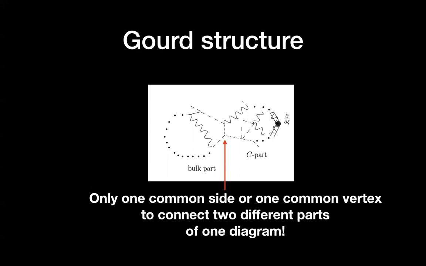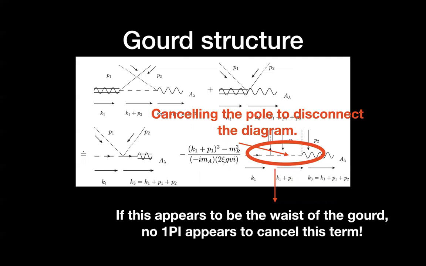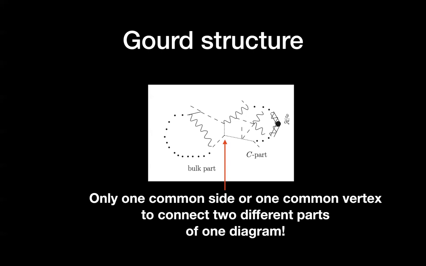So a Gourd structure is something like this one. If a diagram can be departed into two parts with the only connection of one common vertex or one common side, then this diagram is called the Gourd diagram. And the waist of this diagram can separate the Gourd into two parts. One of them, I call it the bark part. The other part, I call it the C part. And if we take the psi partial derivative on the C part, we can just replace this vector and Goldstone chains, and we render them into ghost chains and the Goldstone vector chains.